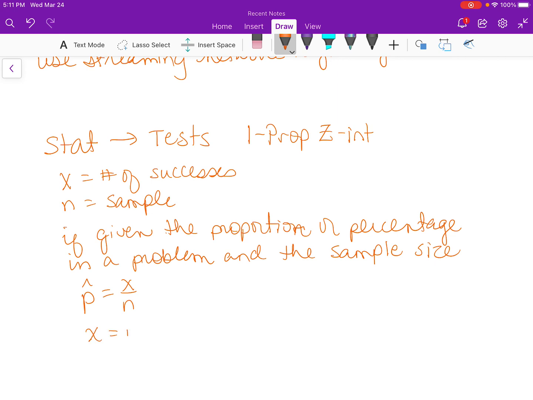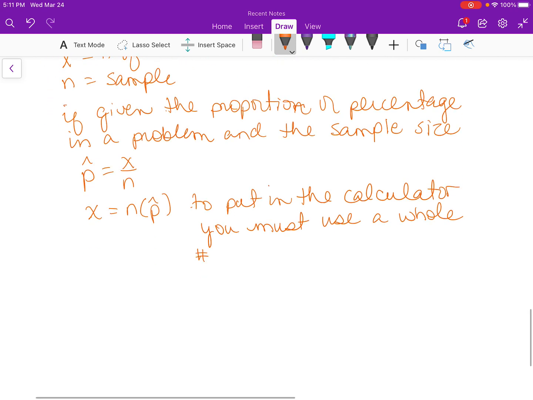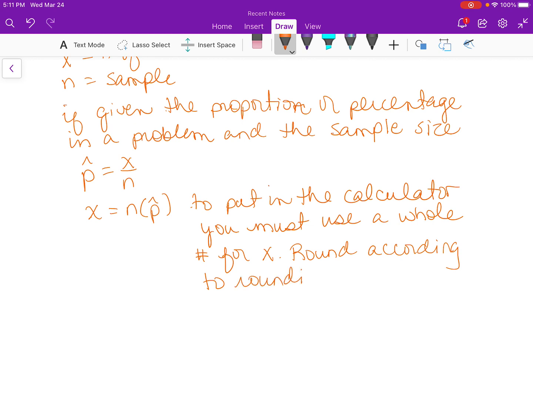So x will equal n times p hat. To put this in the calculator, you must use a whole number for x. So round according to rounding rules. So in other words, if you have to multiply n times p hat to get what x is, and it comes out to be a decimal, round it according to rounding rules to get a whole number.